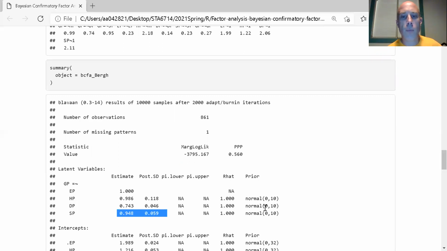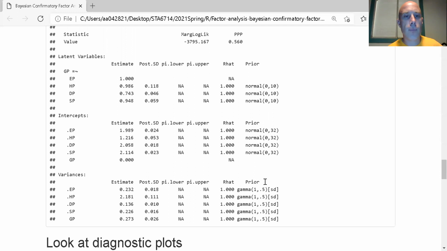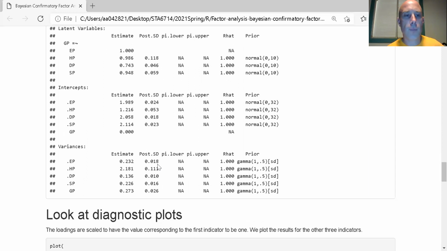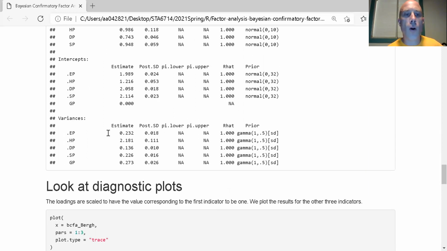And here's the prior. Now here we can take our intercepts. We'll get similar values. And here are the terms for our variance and covariances down here. All right, so now let's look at the diagnostic plots.